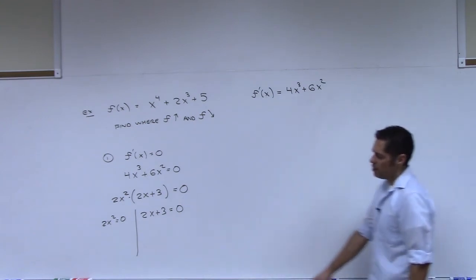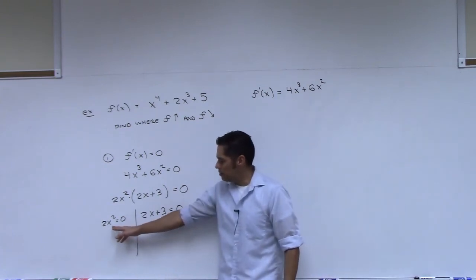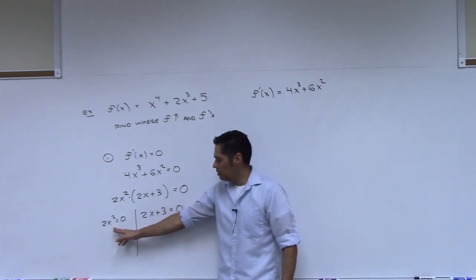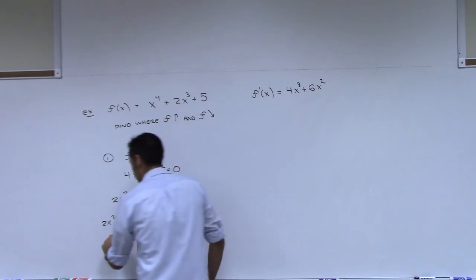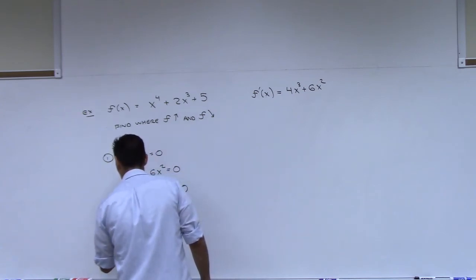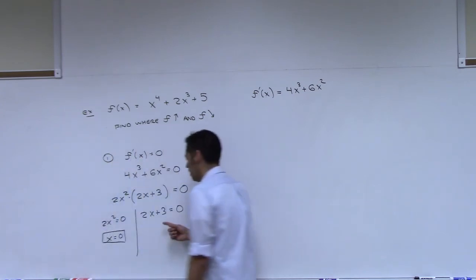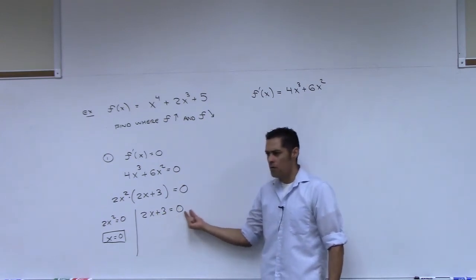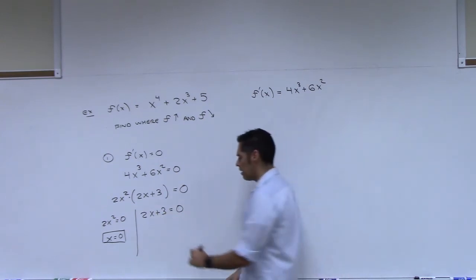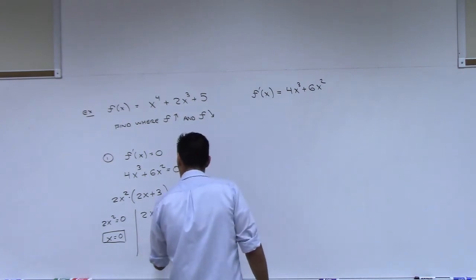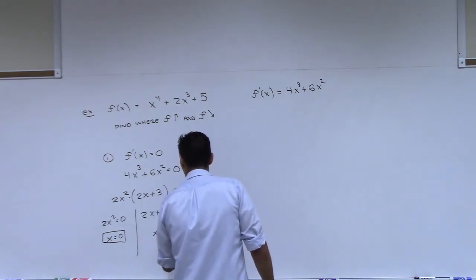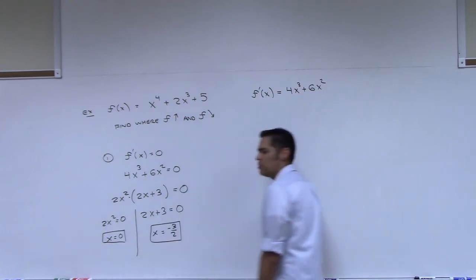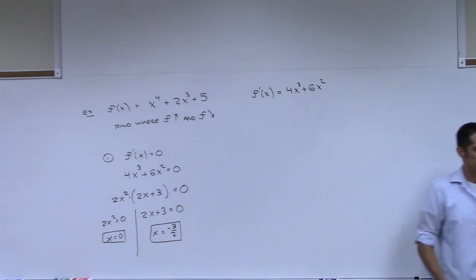Now what is the only number that I can do here that will make this work? 0, right? X is 0 is the only solution here. And what is the only solution I get here? I'd have to move things around, right? Like move the 3 over, divide by 2. So negative 3 halves. For the first time, I have 2 answers, right?